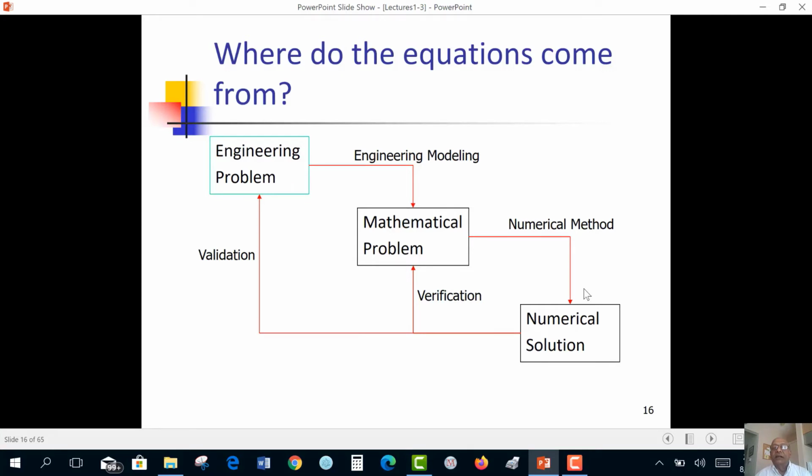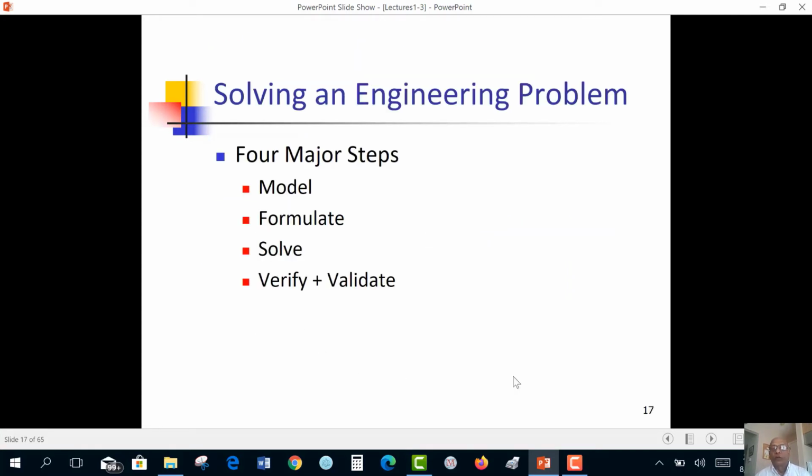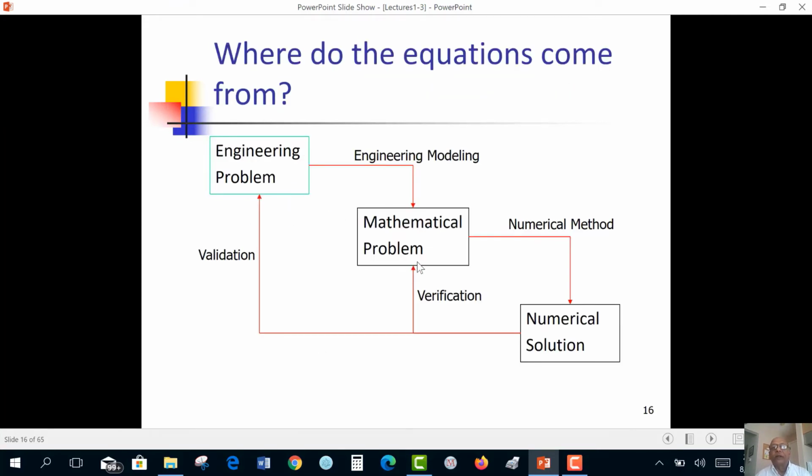So obviously, if we screwed up somewhere in this loop, we would not be able to verify our solution. And of course, if we screwed up in this loop, the engineering modeling loop, then this would not be a valid solution to our original engineering problem.